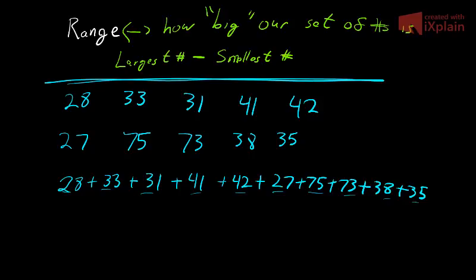So I'm going to add all these up, and I'm going to get 423 divided by 10, and that's going to equal 42.3, and that's going to be my mean. So 42.3 is my mean.